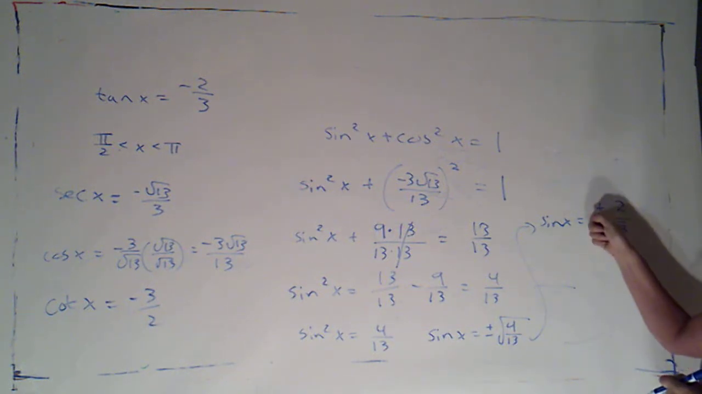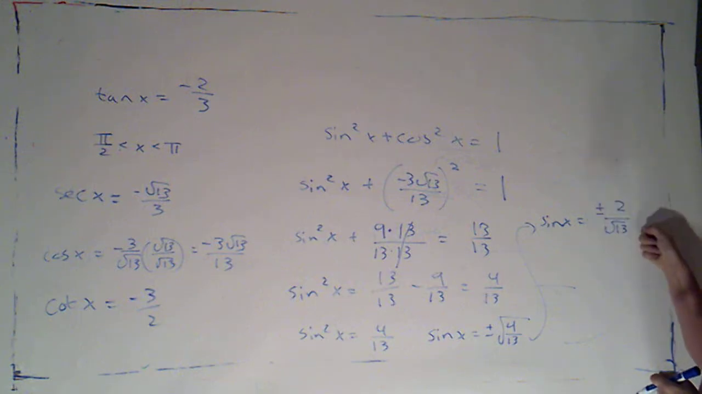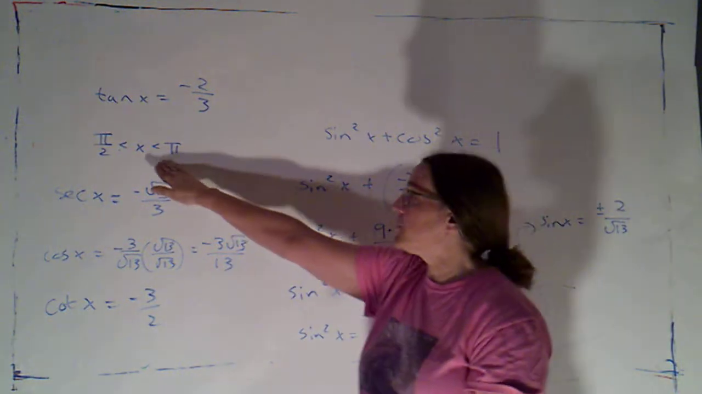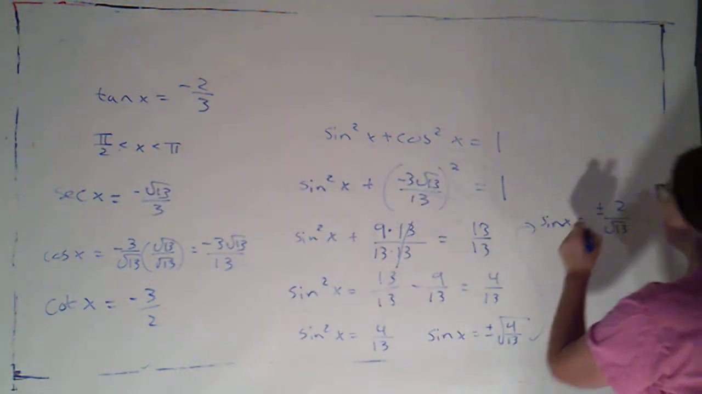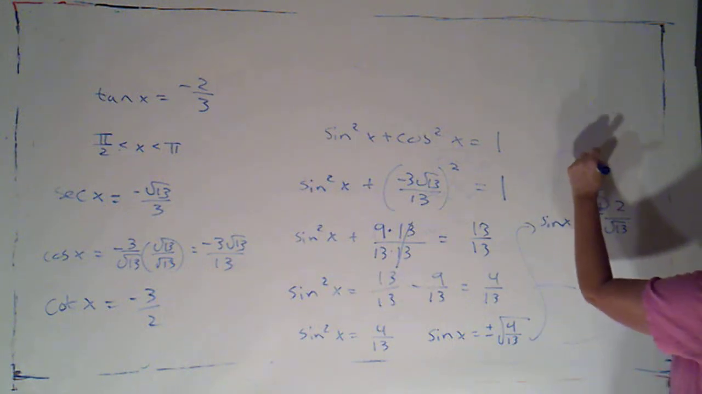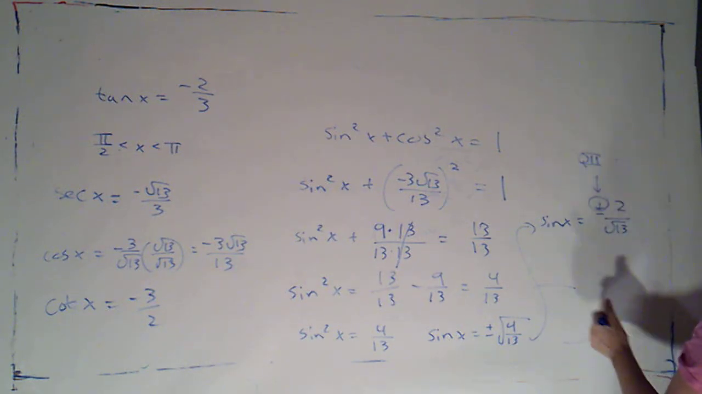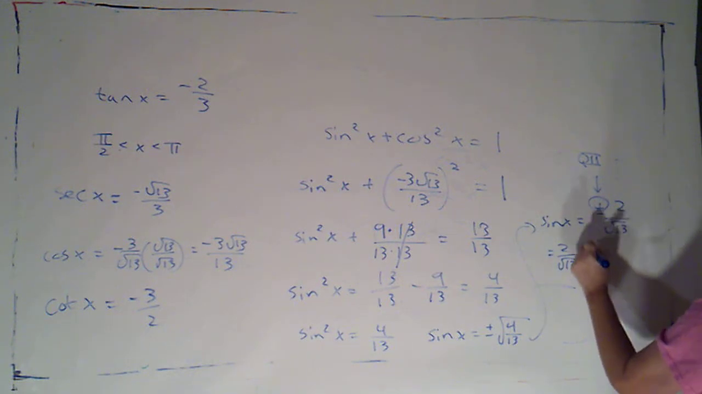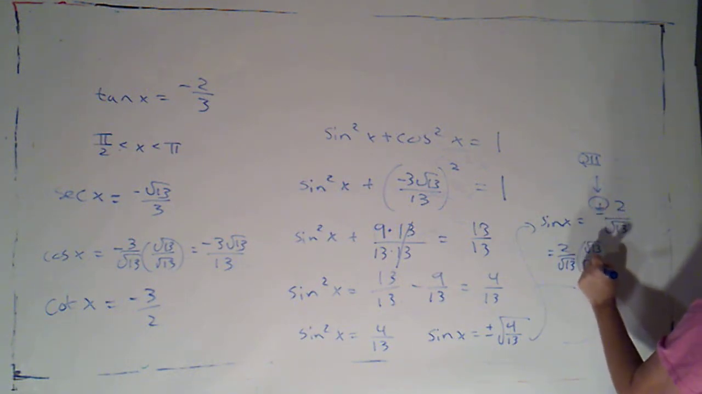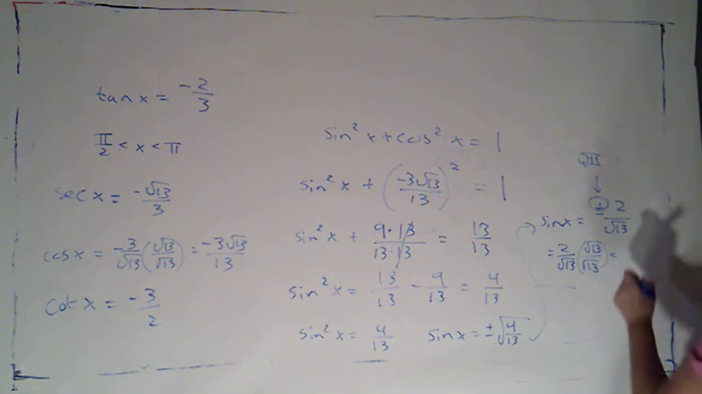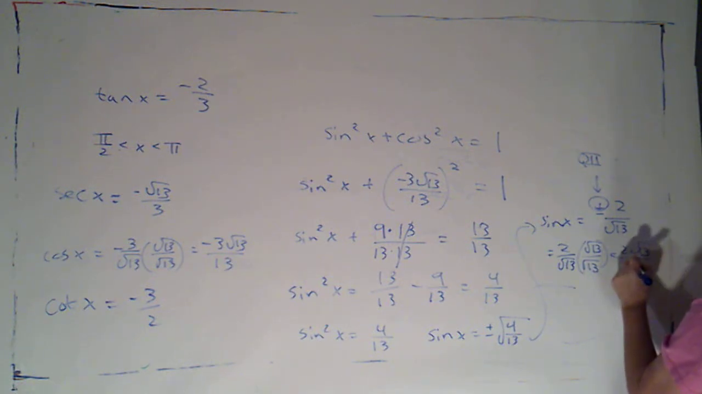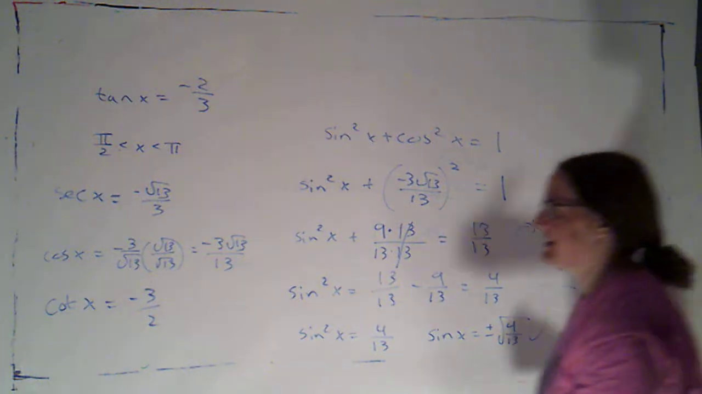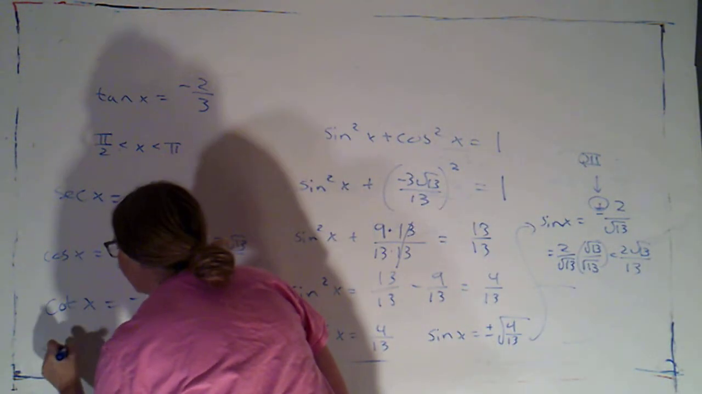So I've got to do two things. I've got to figure out whether it's positive or negative and rationalize. We're in quadrant 2. Sine is positive. So I've got 2 over root 13. I'll multiply by 1 in the form of root 13 over root 13. And I get 2 root 13 over 13. So that's my sine of x.